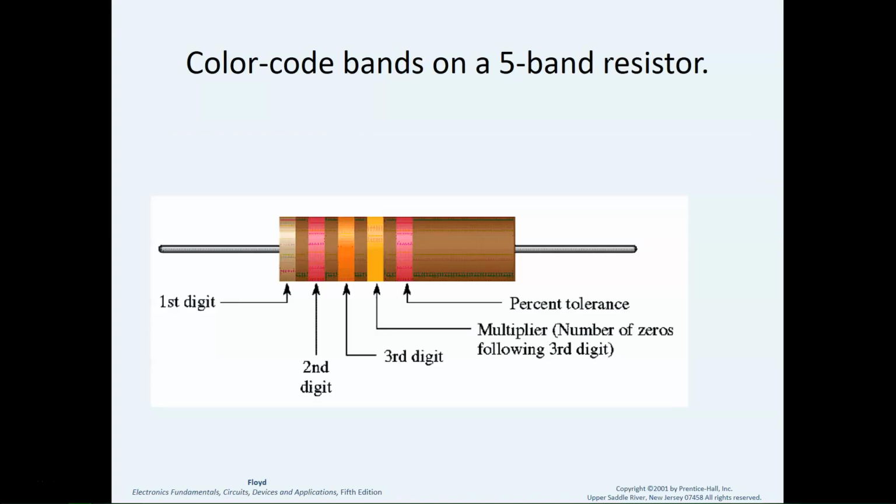So looking at a 5-band resistor, so we've looked at 4-band resistors before. With a 4-band, we have a number, multiplier, tolerance. For a 5-band, basically it's the same, only you have an extra digit in there. So you have a number, multiplier, tolerance.